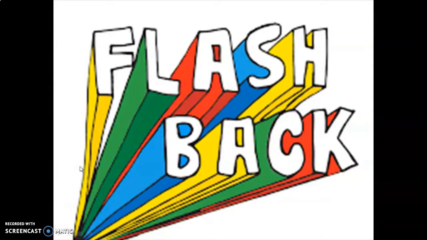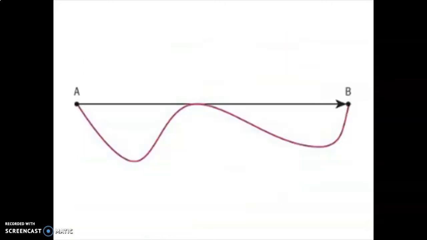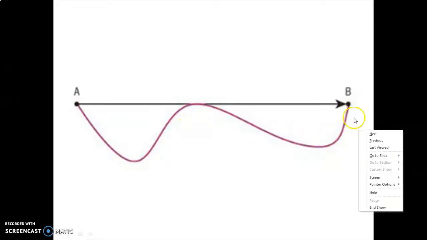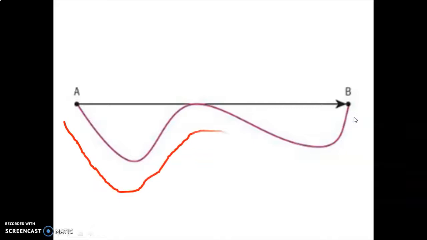We're going to flash back first to remind us what kinematics is all about. Kinematics is all about motion. Let's say an object followed this purple path from point A to point B. If we said, what is the distance traveled by that object, we can just find the distance along that path.